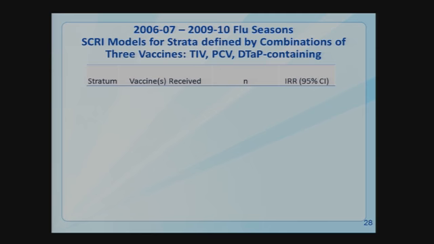So again, now this is looking at the earlier time period, the 2006-7 through 2009-10 flu seasons. So again, looking at self-controlled risk interval analysis, we're now looking at the stratified results for these different mutually exclusive combinations of vaccines. So in the first strata, looking at TIV when given without those other 2 vaccines, we see there was no suggestion of increased risk of febrile seizure.